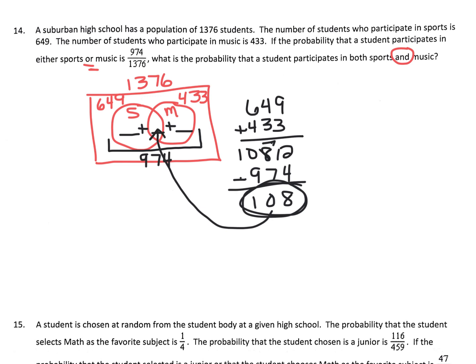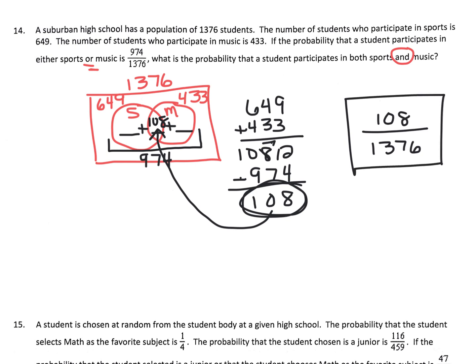That's our and. I don't know if I could fit that in there. Let's see, 108. Okay, now, they want to know what is the probability that a student participates in both sports and music. So probability we know is a fraction. So there are a total of 108 who are in both over the 1,376 students altogether.